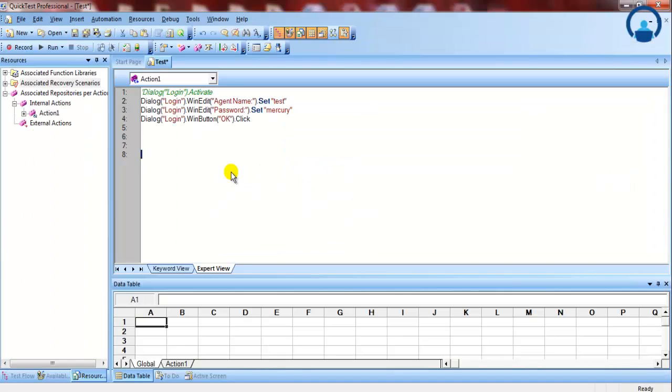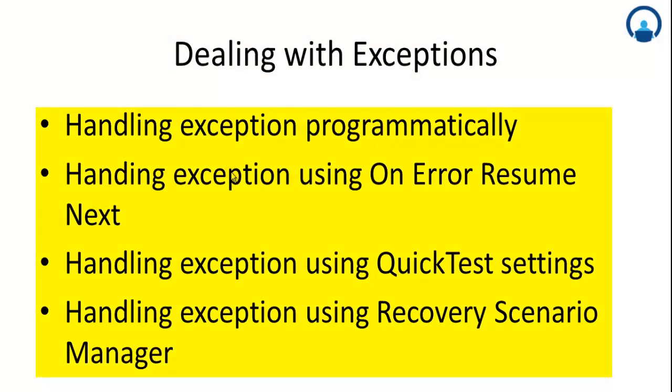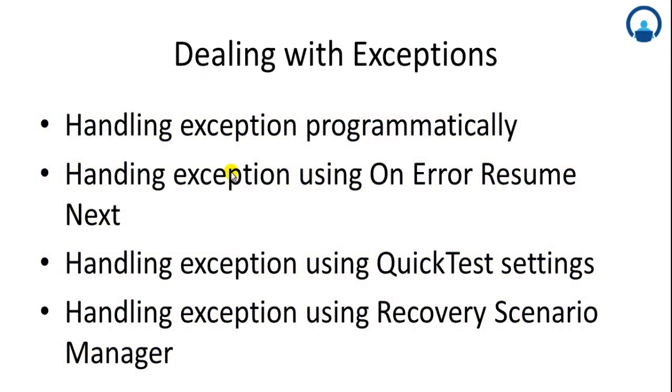So this was about using recovery scenario in your code. There are different scenarios where you can use this, different trigger events for which you can use recovery scenarios in your real-time project. So in our dealing with exceptions chapter, we saw handling exceptions in 4 different ways, of which recovery scenario manager is used to handle any particular event which can occur in unpredictable fashion.